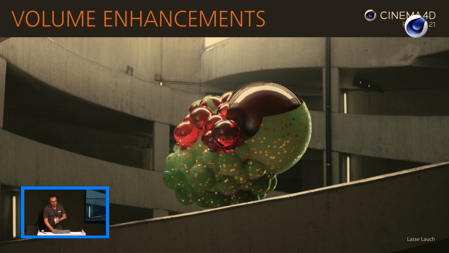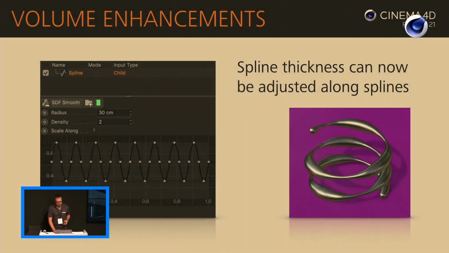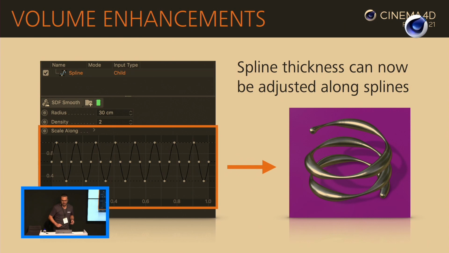And of course, we did new stuff in R21 for our volumes. One thing that wasn't possible before: for the people that never used volumes, if you put a spline into Volume Builder, then it creates a geometry out of it. So you can define how thick it should be, and now you can also define with this spline gadget the shape along the spline from the start to the end. So if you put this in there, you get this result. You can choose to be very thin at the beginning, very thick at the end, and so on.